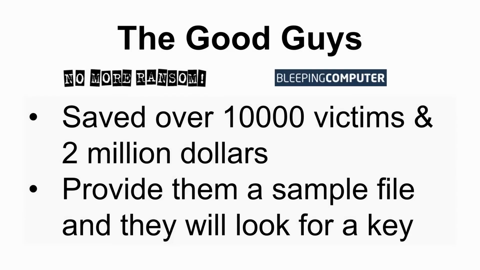Two websites that can help are nomoreransom.org and bleepingcomputer.com. Together, these two organizations have saved over 10,000 victims and over $2 million since launching in 2016. A ransomware victim will provide these groups a sample encrypted file, and they will attempt to identify the organization behind the encryption and search for a decryption key. Admittedly, the success rate is between 20 and 30%, but these organizations are still worth exploring. Furthermore, these sites offer open forums with professional IT security volunteers who are willing to discuss possible solutions.